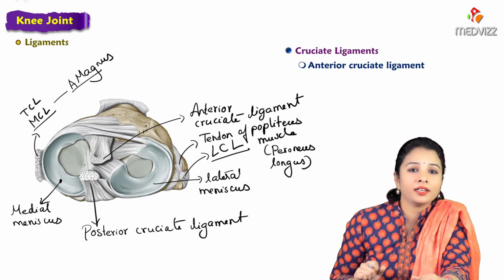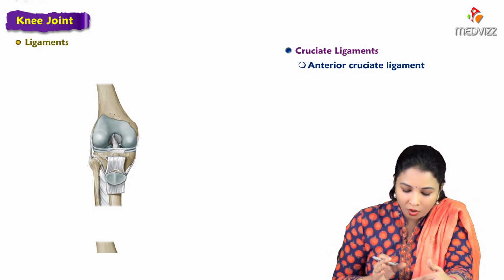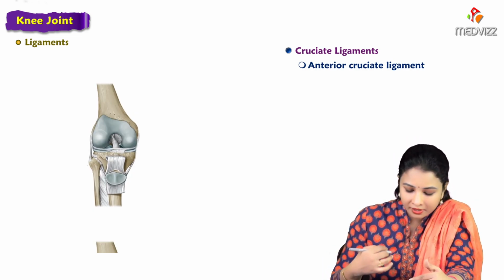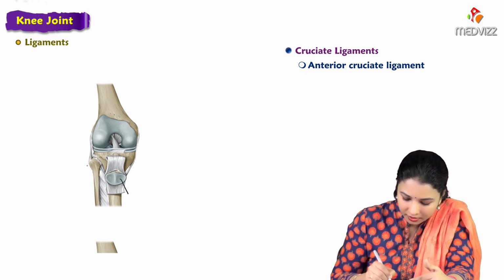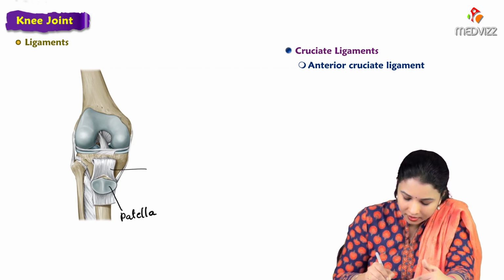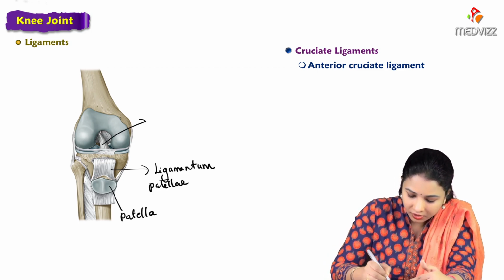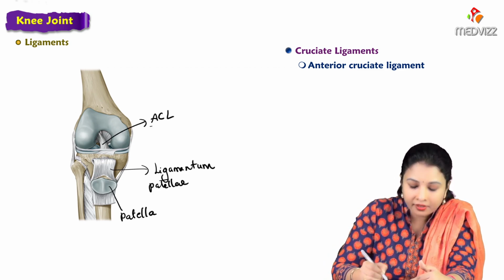Starting with the anterior cruciate ligament. This is the anterior aspect of the knee after reflecting the patella. This is the patella. This is the ligamentum patellae. And this is the anterior cruciate ligament.